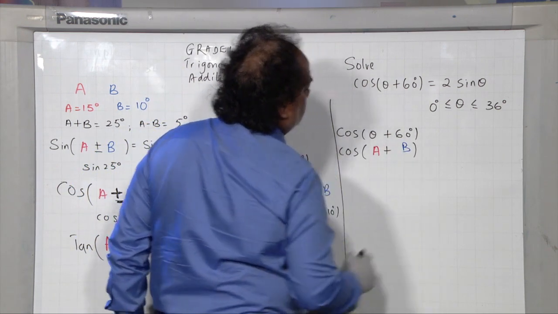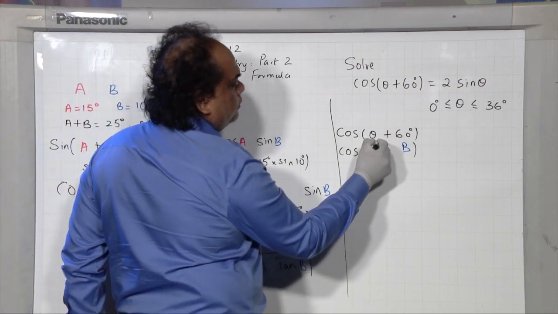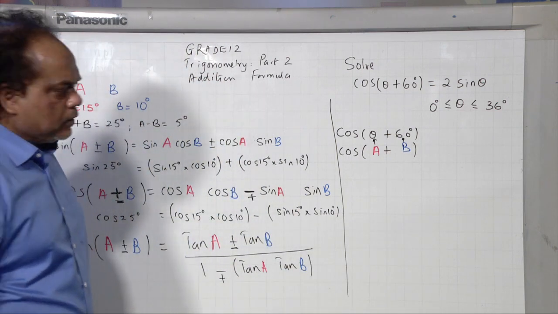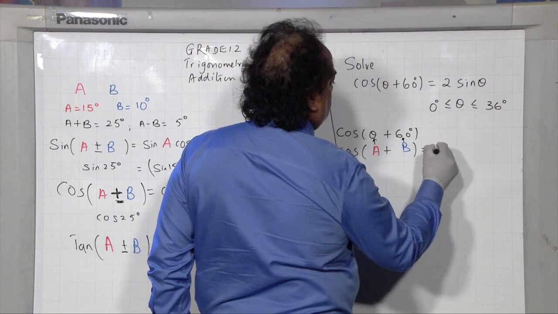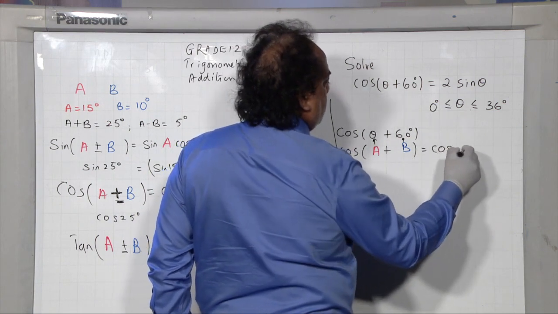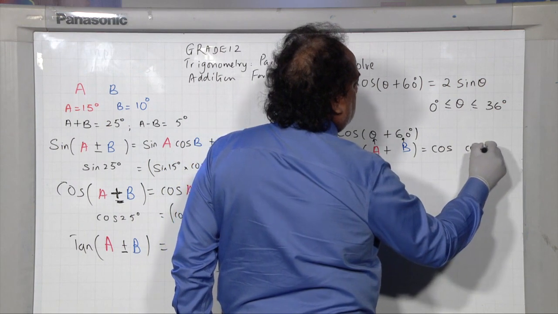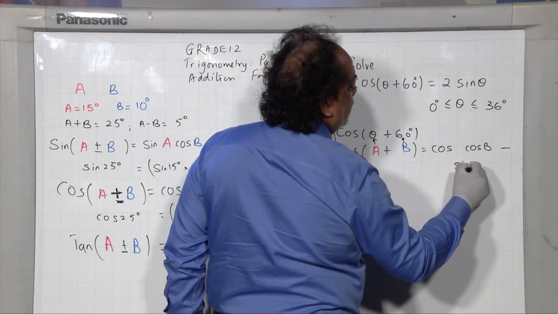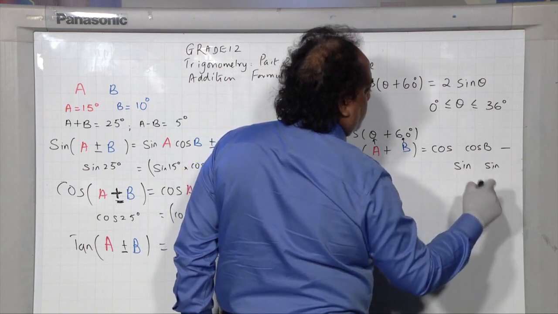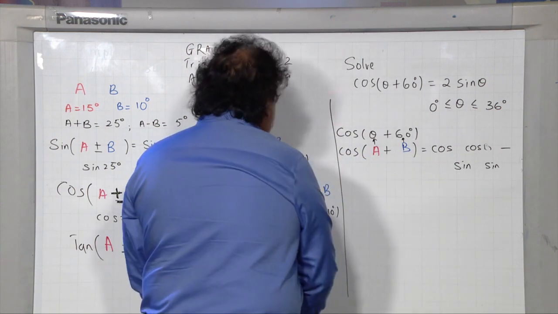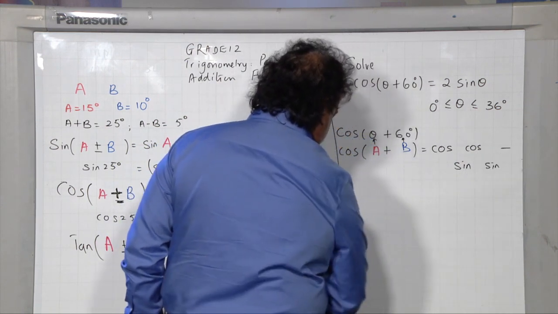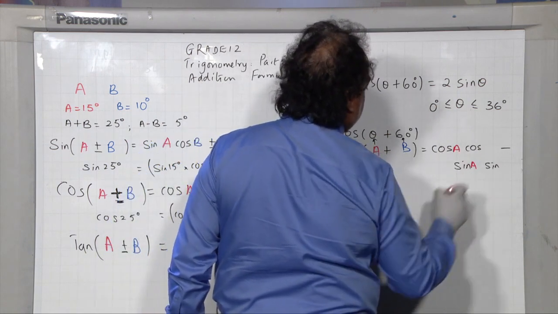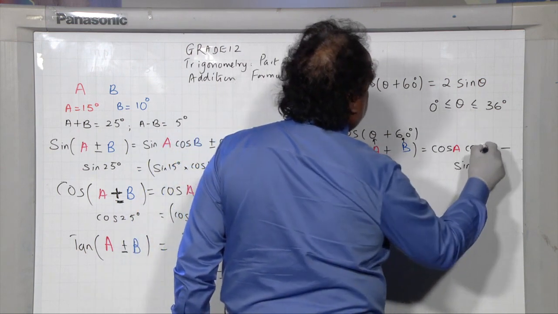A plus B. So instead of A, what do I have? Theta. Instead of B, what do I have? 60. So what does it become? Cos A cos B, remember the sign is reversed, minus sin A sin B. So, cos A cos B minus sin A sin B.